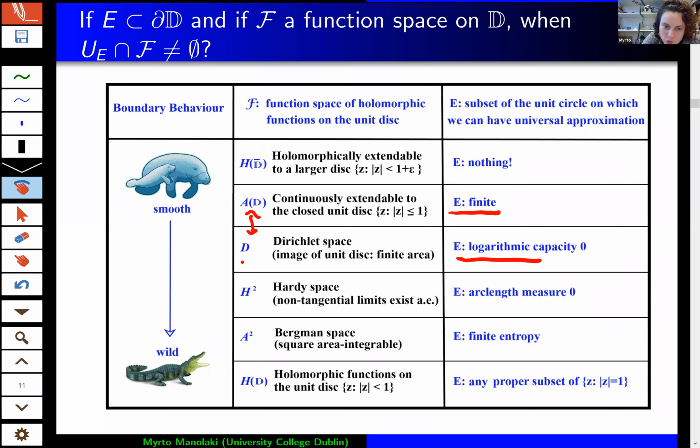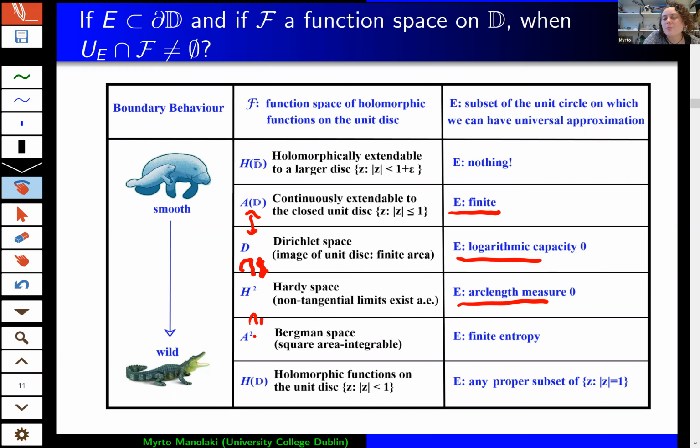Another space, quite a bit larger than the Dirichlet space, is the Hardy space. In the Hardy space, functions have non-tangential limits almost everywhere. When I approximate on triangles, for almost every vertex the limit exists. These are the Hardy spaces. In that case, it only makes sense to require universality on sets of measure zero, because otherwise, again, the limits would exist and I would have an extension. It's a recent result due to Bayart and Müller: once you have a set of zero arc-length measure, you can have universal Taylor series.